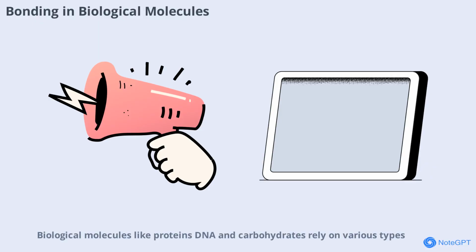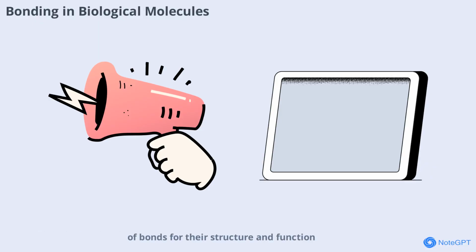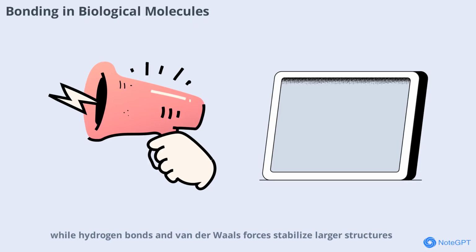Biological molecules like proteins, DNA, and carbohydrates rely on various types of bonds for their structure and function. Covalent bonds hold atoms together in molecules, while hydrogen bonds and van der Waals forces stabilize larger structures. Understanding bonding is essential for studying biology and medicine.